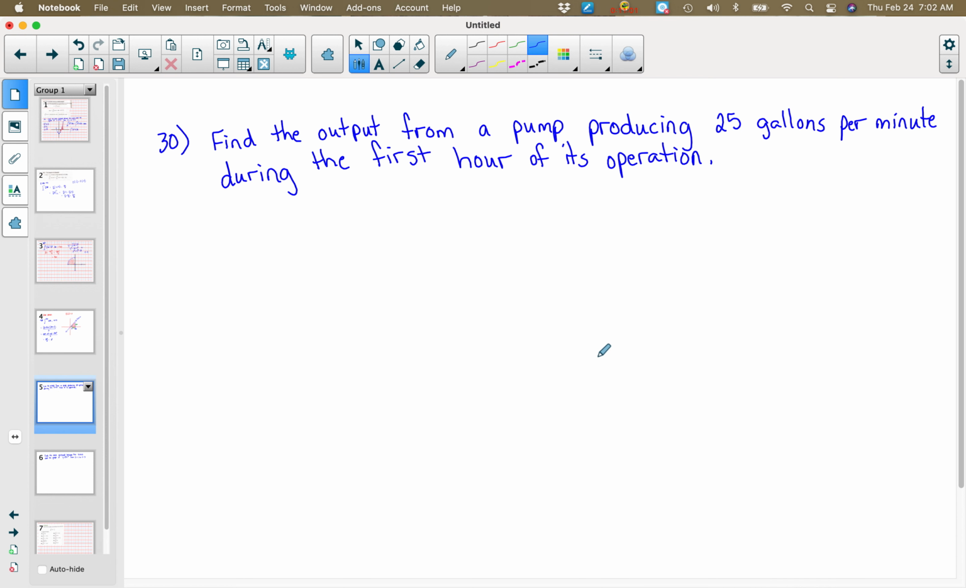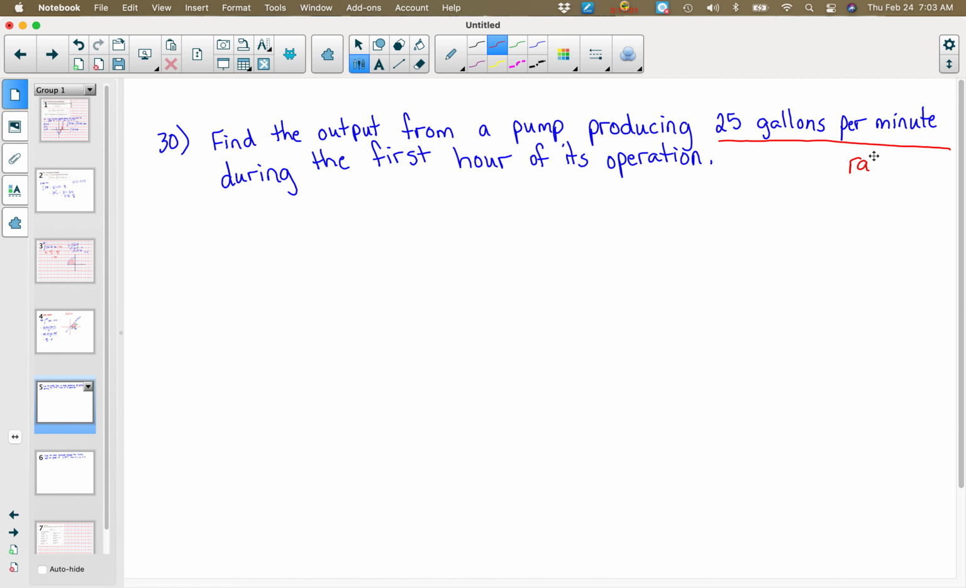So this is number 30 on page 287, and the directions say to express the desired quantity as a definite integral and evaluate the integral using Theorem 2. Well, Theorem 2 refers back to the integral of a constant. So you might look at this, find the output from a pump producing 25 gallons per minute during the first hour of its operation. And you might think, okay, well, where's the function? So I want you to focus on the fact that it's 25 gallons per minute.